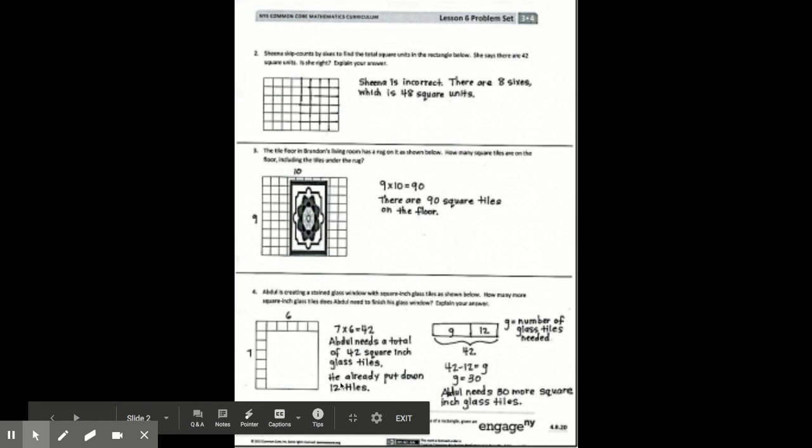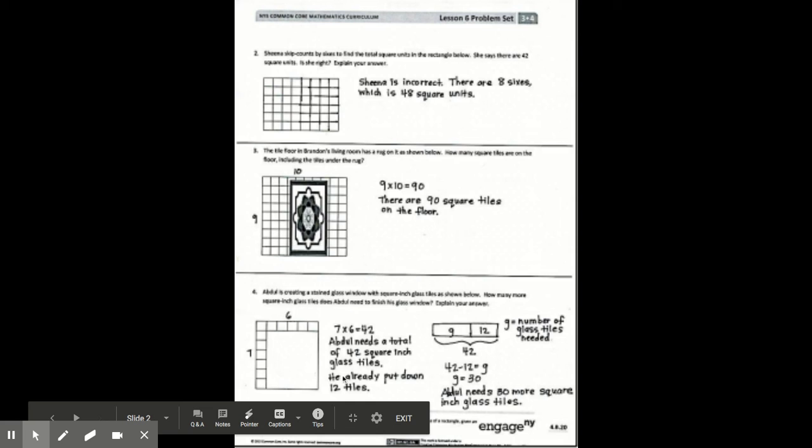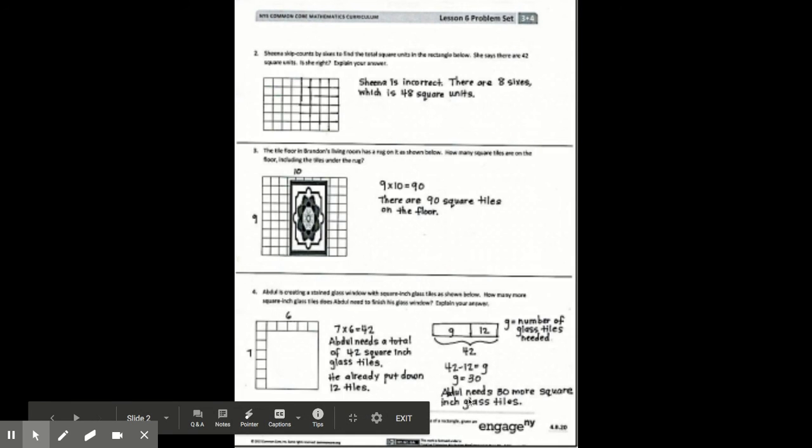But if you notice, he already has some tiles there. So he had already put down 12 tiles. So we're trying to find G here. So G and 12 equals 42. So 42 minus 12 equals G. And G is the area that we're trying to find, how many tiles this white space is. So G would equal 30, because 42 minus 12 is 30. So Abdul needs 30 more square-inch glass tiles to complete his window.